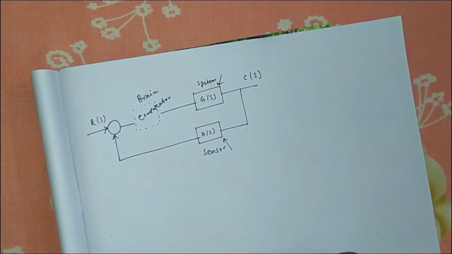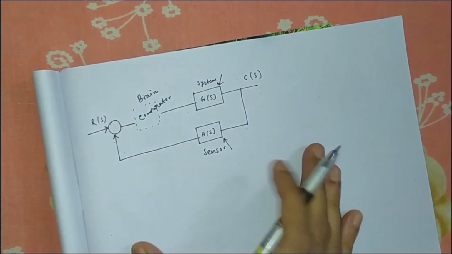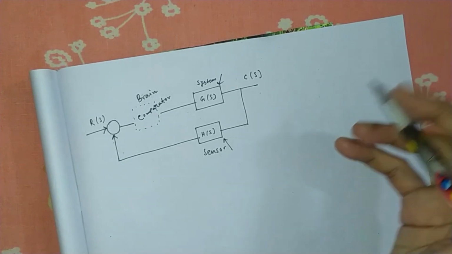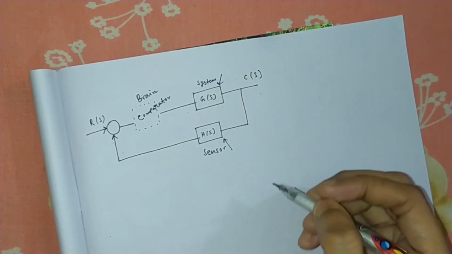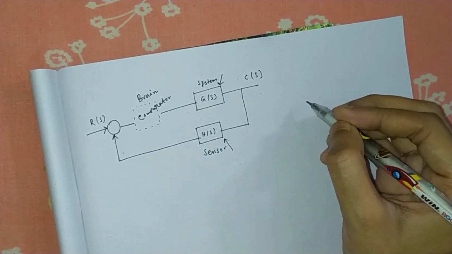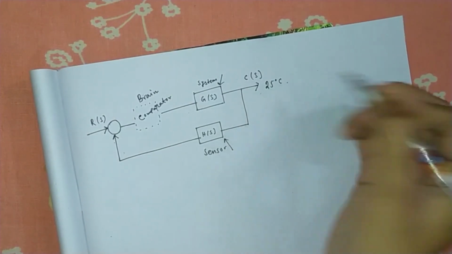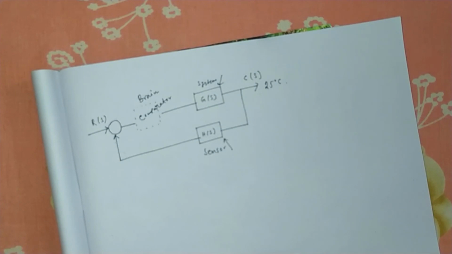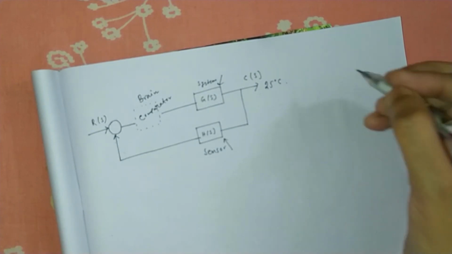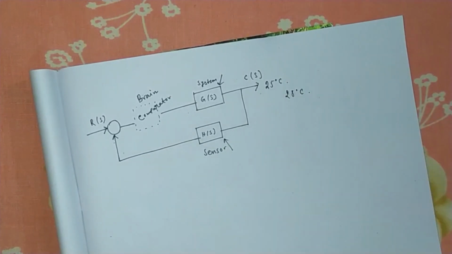So let us assume any system. I am assuming that this automatic control system is an air conditioner, AC. From this AC I want the output as 25 degrees centigrade, say. So my desired output is 25 degrees centigrade. At any instant, let us assume that the AC is giving us 28 degrees centigrade. So I have to control the system so that it will give me the output which I actually want.